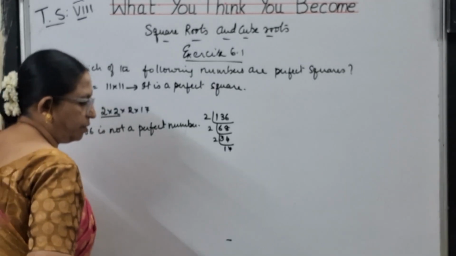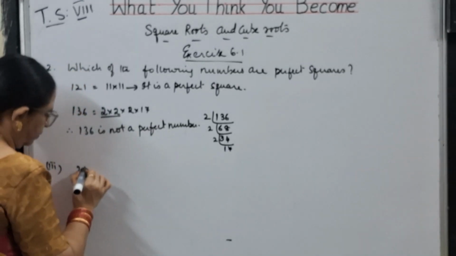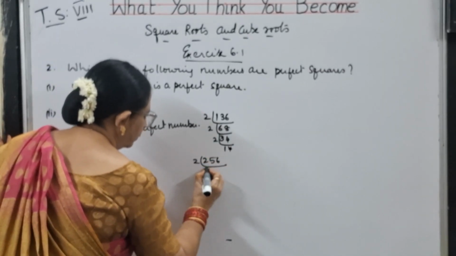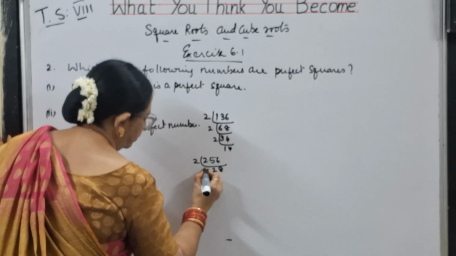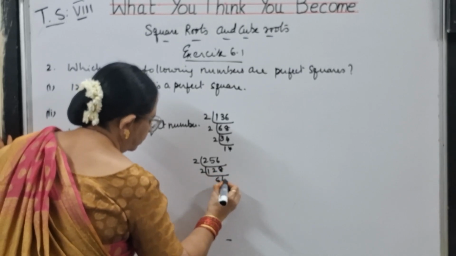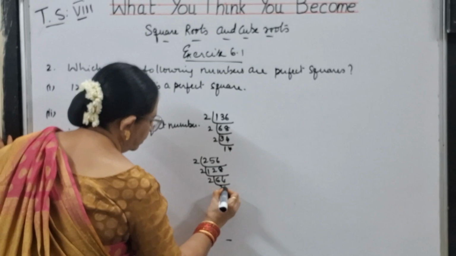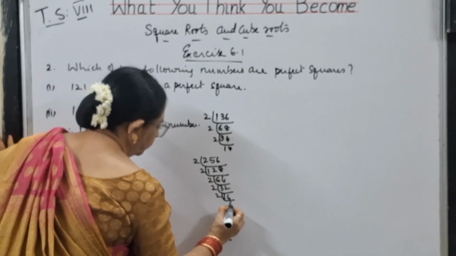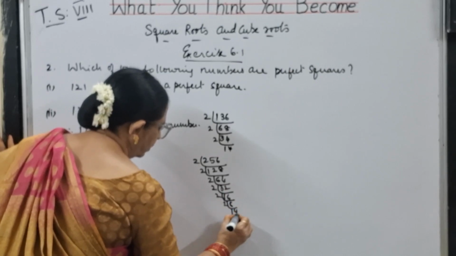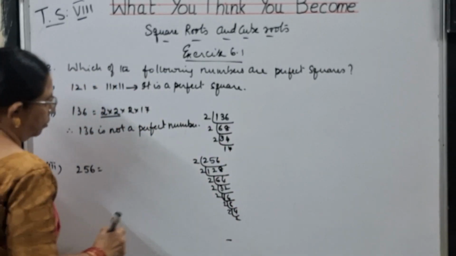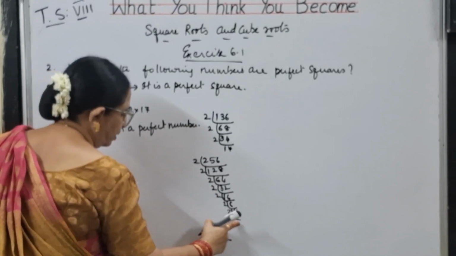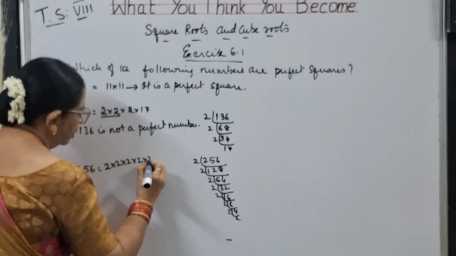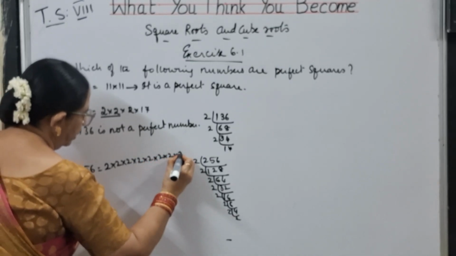Now, third bit is 256. So, let us take 256. 2 ones are 2, 2 twos are 4, 2 eights are 16, 2 sixes are 12, 2 fours are 8, 2 threes are 6, 2 twos are 4, 2 ones are 2. So, how many twos? 1, 2, 3, 4, 5, 6, 7, 8 twos we have got.